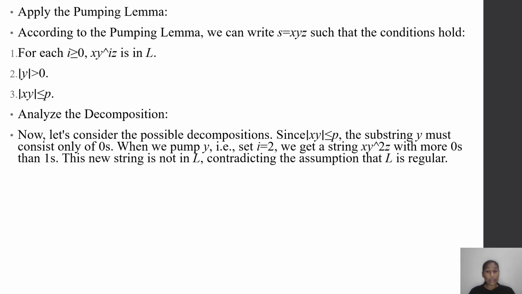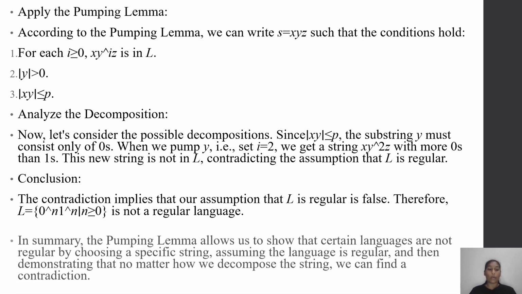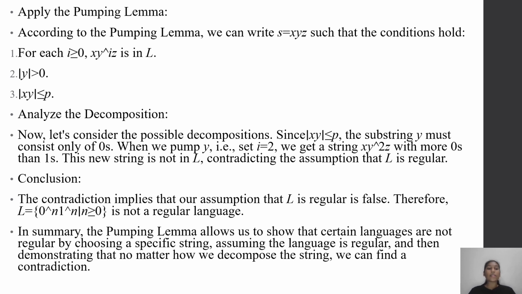Since |xy| is less than or equal to P, the substring y must consist only of zeros. When we pump, that is, when we set i equal to 2, we get the string x y^2 z with more zeros than ones. This new string is not in L, contradicting the assumption that L is regular. Conclusion: the contradiction implies that the assumption that L is regular is false. Therefore, our language is not a regular language.